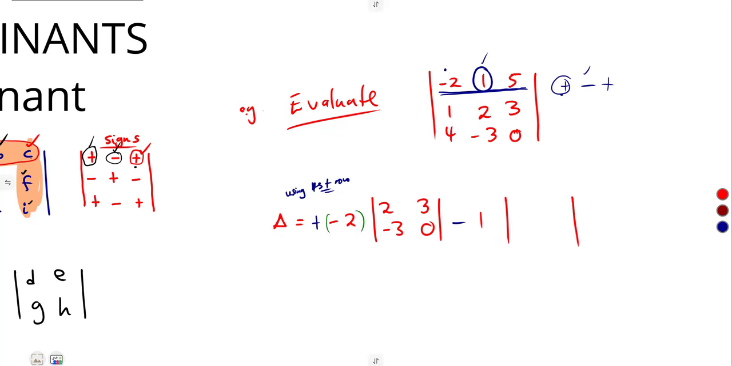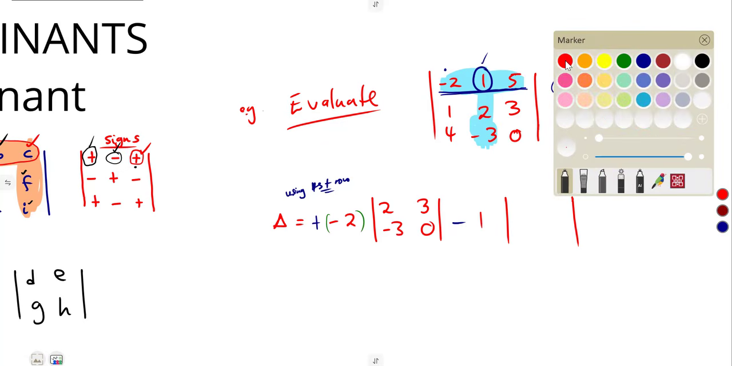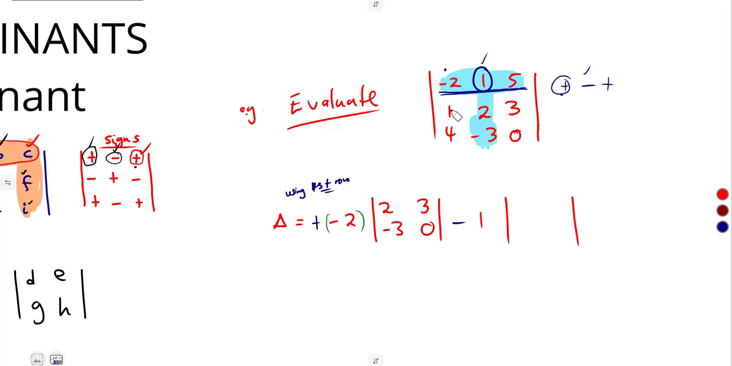Then we determine the determinant that corresponds if we close the row and column where 1 is. 1 is found in this row and in this column. This is where we have 1. First row and this second column. So when you close it, what is left? That's your determinant. You are left with 1, 3, 4, 0. Determine the determinant. Just like that.